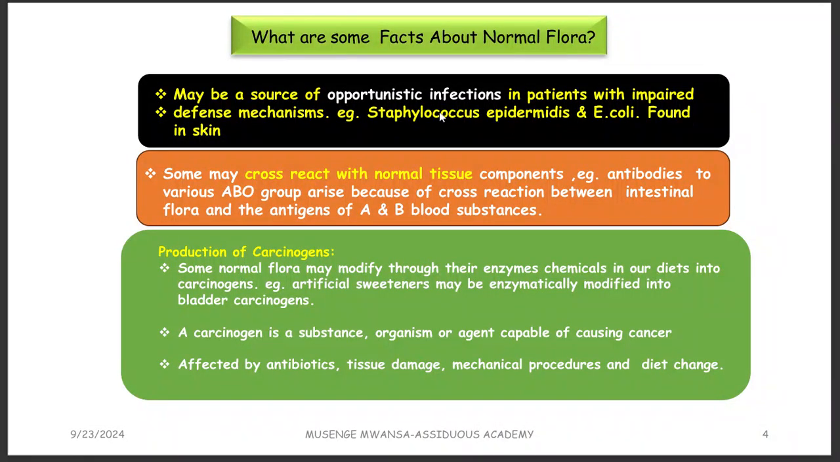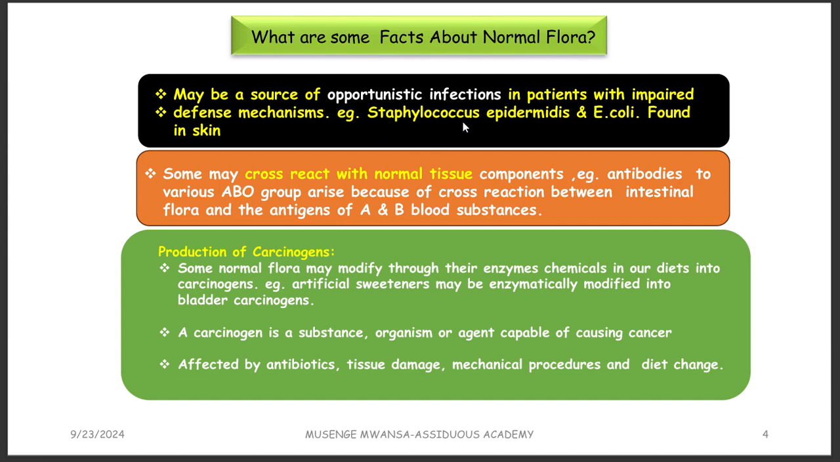So what are some facts that we should know about normal flora? It can be a source of infection. It's actually opportunistic. It just finds an opportunity. It doesn't normally cause infection. And that will only happen with impaired defense mechanism, especially in the immune compromised, or maybe something just goes wrong and they shift from the position where they're supposed to be and go to another location.